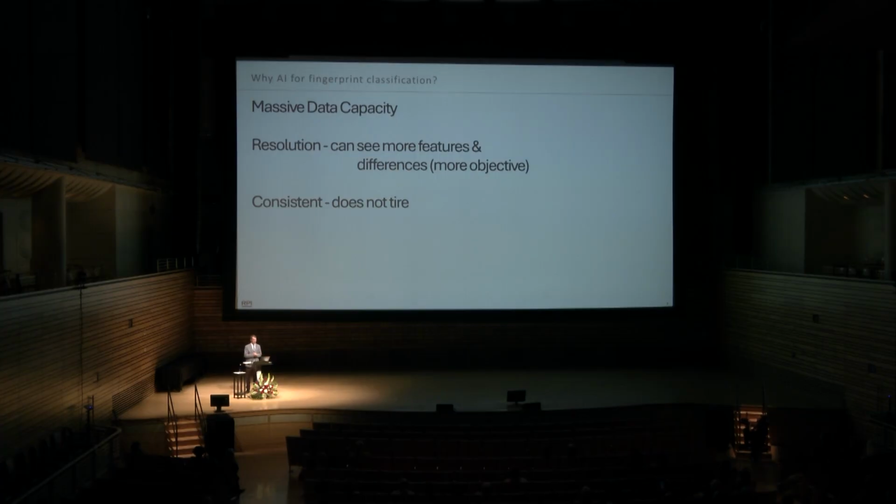It doesn't get tired. It doesn't need coffee. It doesn't need sleep. It's consistent. It can also be adaptable. Our training has taken place over decades. AI can be trained in seconds. And so we can adapt these models very, very quickly to do better.